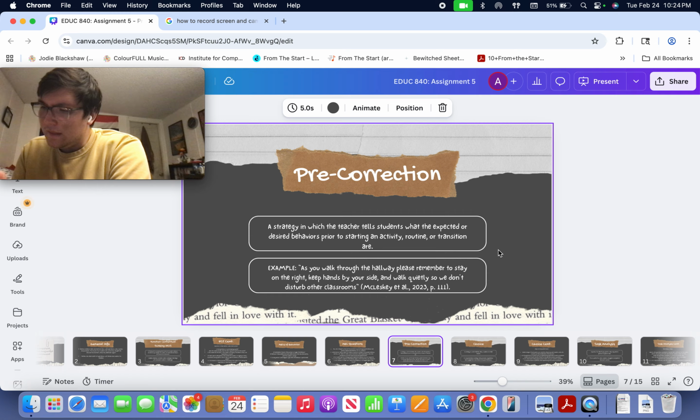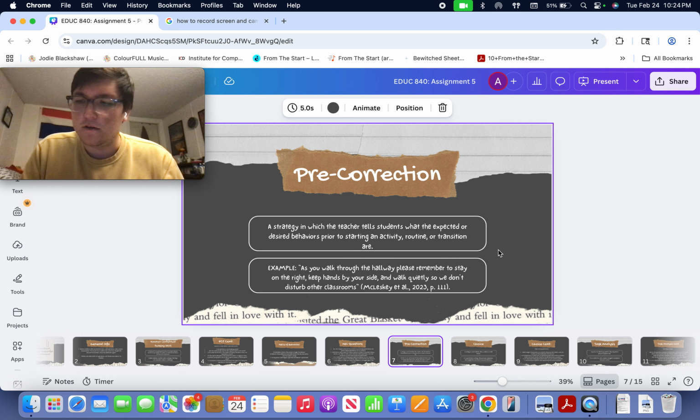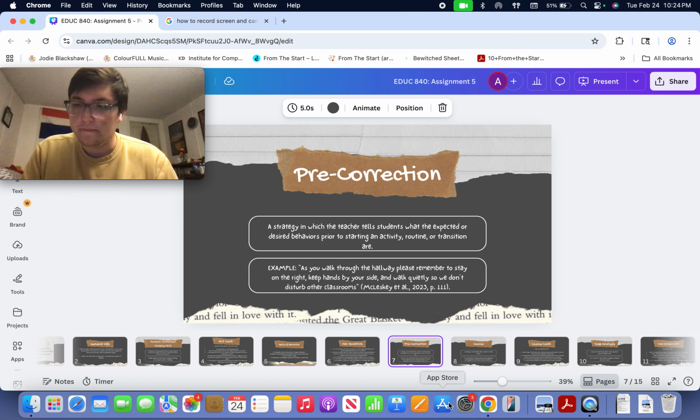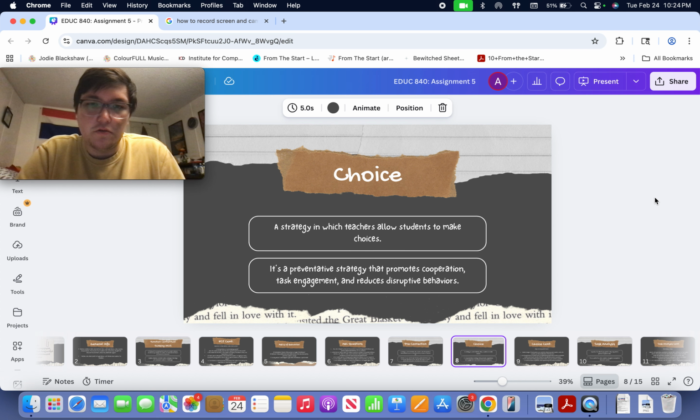These pre-corrects may also need to be provided more frequently, and something else important to note is that pre-correct should always be delivered in a respectful manner and tone. All right, another strategy teachers can use is choice.